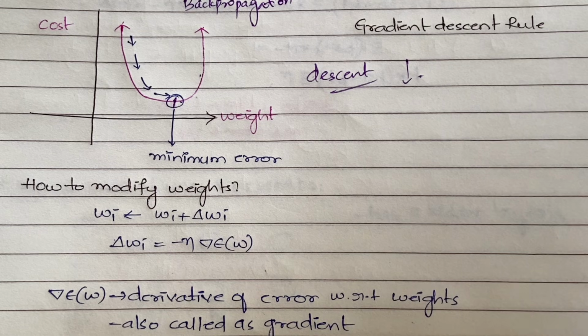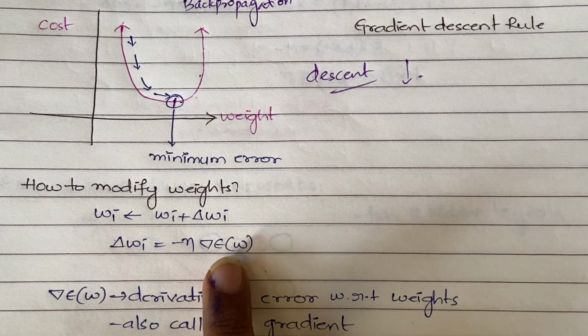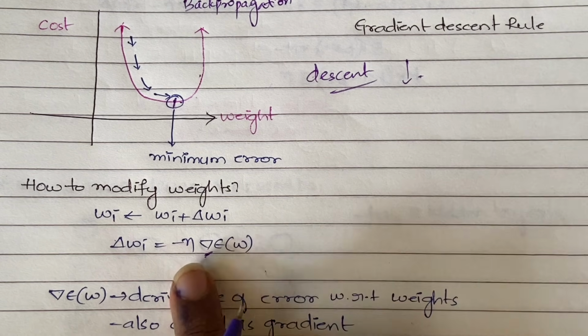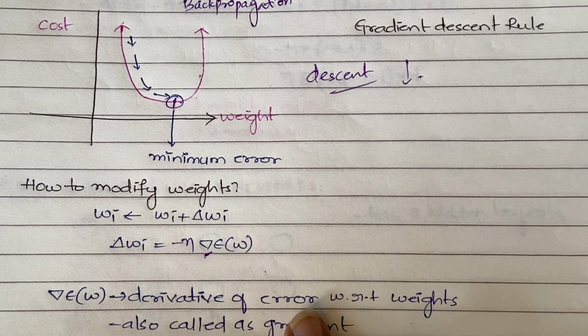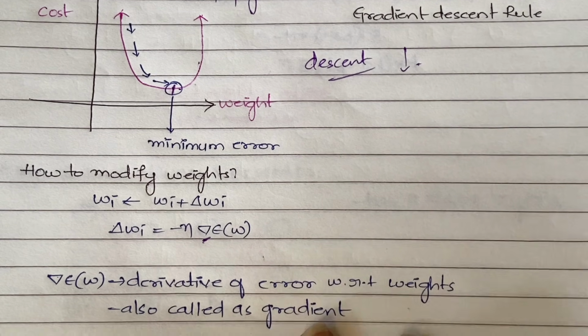It was a very simple formula, but here delta Wi is equal to minus n multiplied with delta, this is nothing but the derivative symbol, derivative of E of W. E of W derivative is nothing but the derivative of error with respect to the weight. So here you need to do the derivation, and this derivation is also called the gradient.